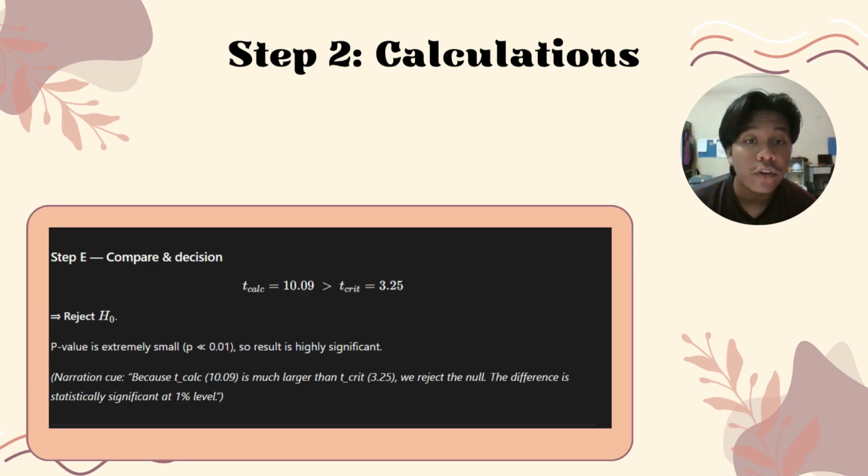So for the last step, step E, the comparison and the decision. As we know, the t calculated that we got earlier, 10.09, is more than the critical value that we got, which is 3.25. So the answer is we're going to reject the H null because the p-value is extremely small, so the result is highly significant. That's all.